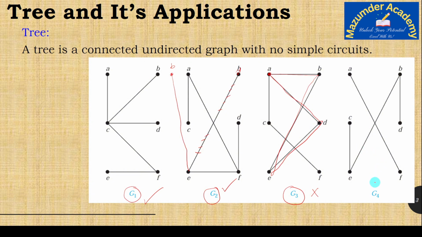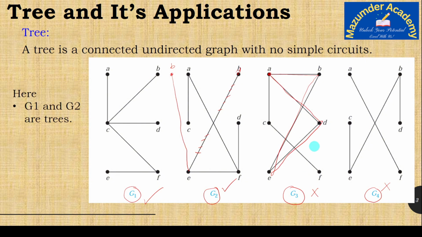Then G4, in G4 actually there is a crossing of the edge, but we can avoid this by shifting the position of the vertex. Say F vertex, if I bring it here, then this crossing will be avoided, and we can see the graph will become a disconnected graph. That means there is no path from A to B in the graph G4. So the graph is a disconnected graph. Therefore, any disconnected graph does not represent a tree. So here, what is the conclusion?